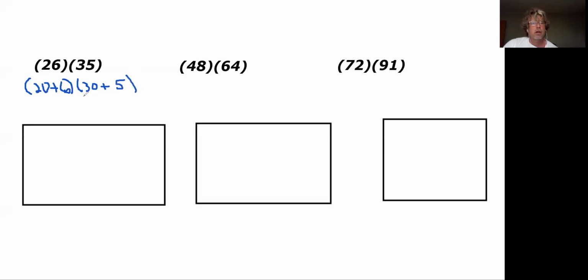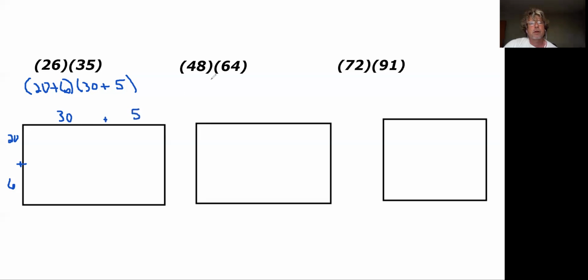And I'm going to partition the rectangle accordingly. So instead of putting a 26 along this left side, I'm going to break it apart into a 20 and a 6. So a 20 plus a 6. And instead of keeping this side a 35, I'm going to break it apart into 2 pieces, a 30 plus a 5, 30 and a 5.